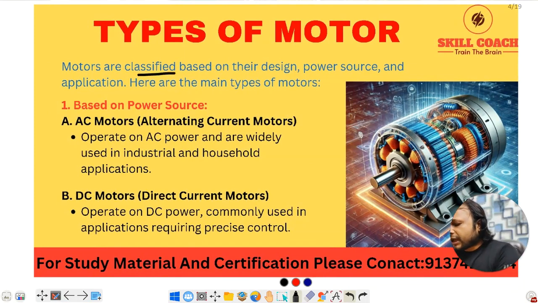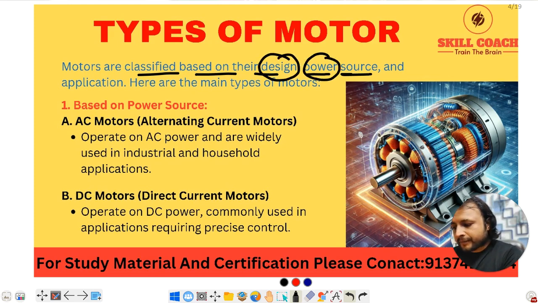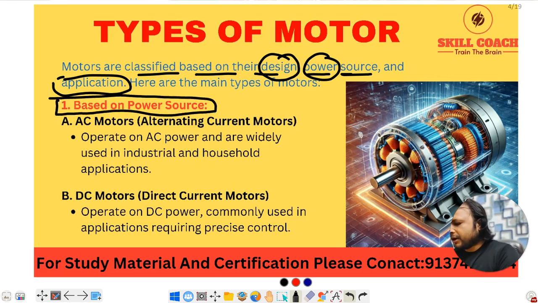Motors are classified based on their design, power source and application. Note it down. First of all, we are going to categorize them on the basis of power source, which is the main type. On the basis of power source, motors are classified into AC motors, also called alternating current motors, and DC motors, called direct current motors.